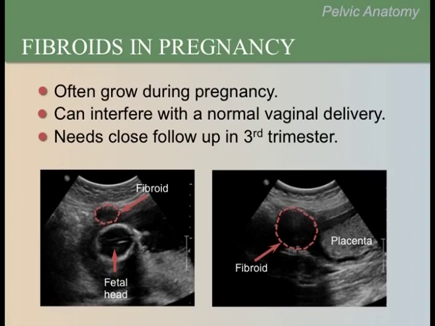If they are large and located near the lower part of the uterus or in the cervix, they can interfere with a normal vaginal delivery. If you identify a fibroid in pregnancy, be sure to reevaluate the patient, especially in the third trimester. The patient may need a C-section, depending on the size and location of the fibroid.